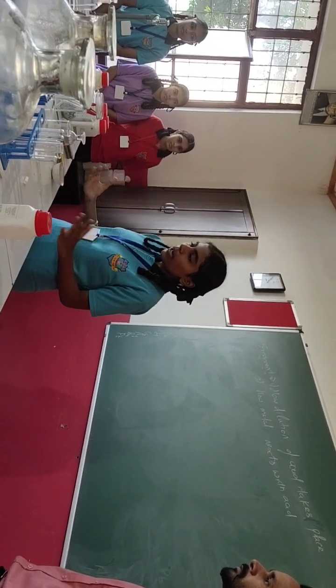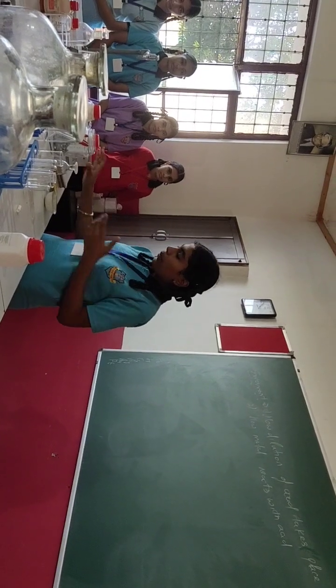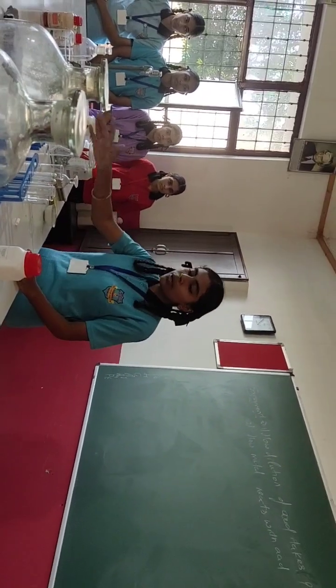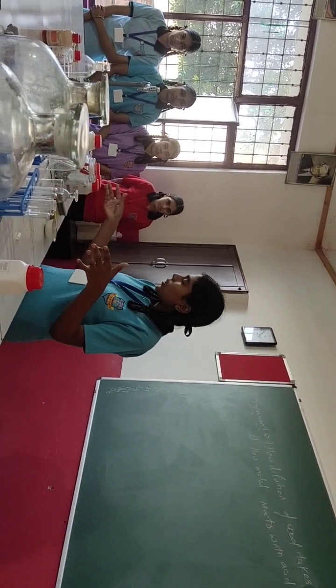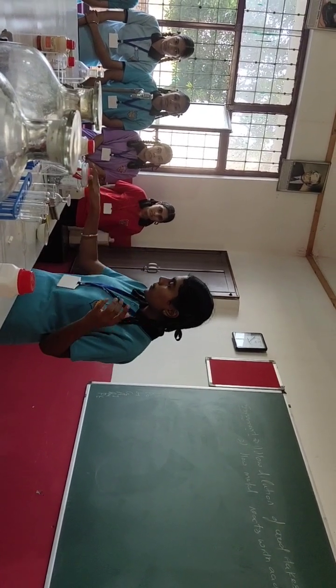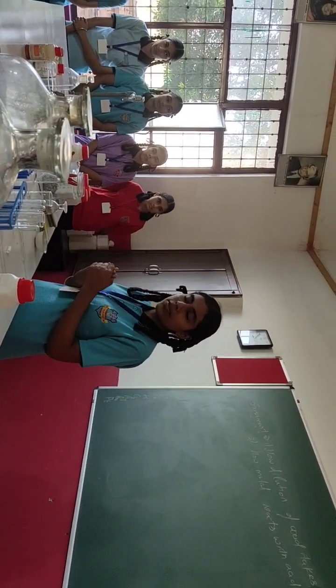Now I will tell about how metal reacts with acid. For the reaction of metal, we will take dilute hydrochloric acid, zinc granules, aluminium foil or iron nails. We will put dilute hydrochloric acid and we will put an iron nail or zinc granule into it, and we will check the reactions. In the case of zinc granule, the reaction will take place very fast.